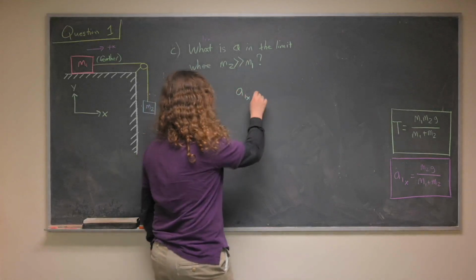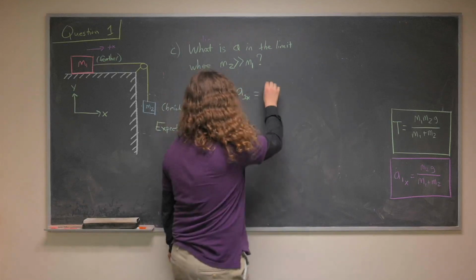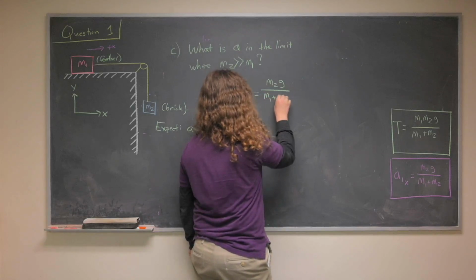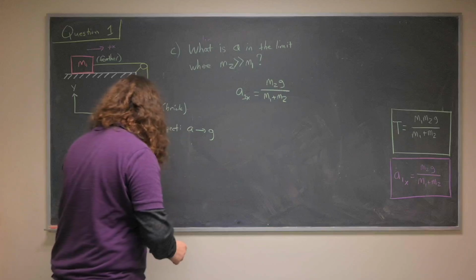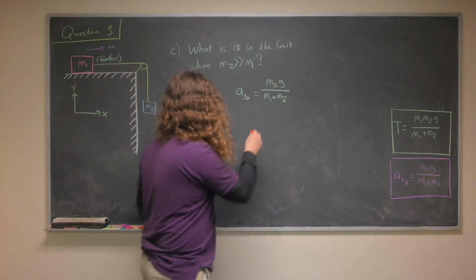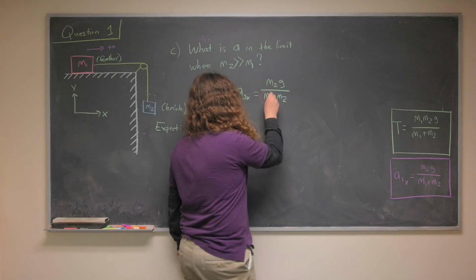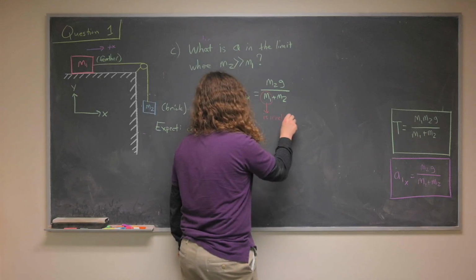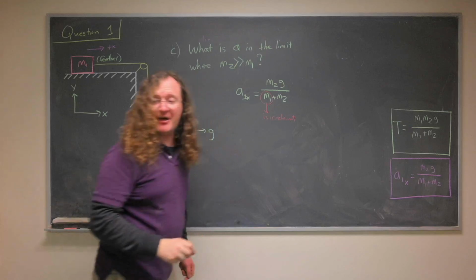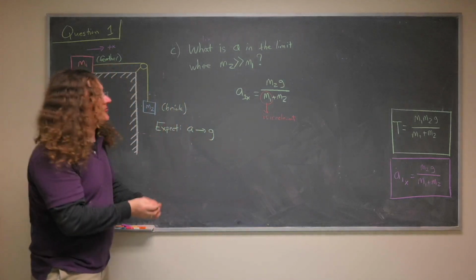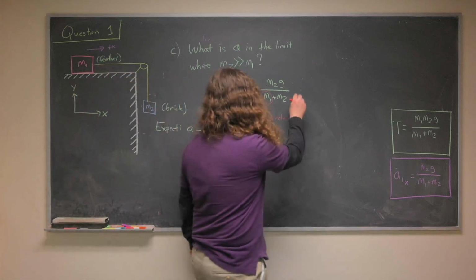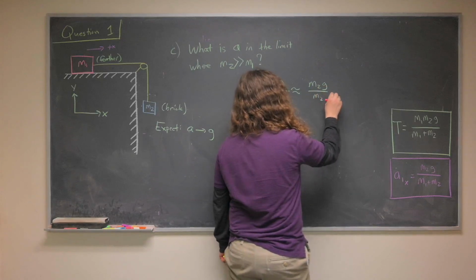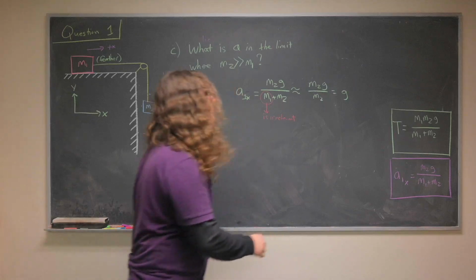So our formula for a1x is m2g over m1 plus m2. But if m2 is way bigger than m1, then this is irrelevant. Adding the mass of a feather to the mass of a brick is just the mass of a brick. So that's approximately equal to m2g over m2, which is just g. So we got what we expected.